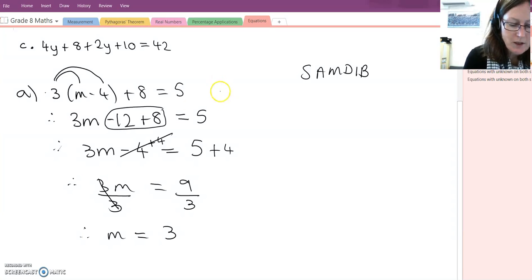So going over it again, I expanded the brackets. I combined my like terms. I undid the subtraction first. Then I undid the multiplication.